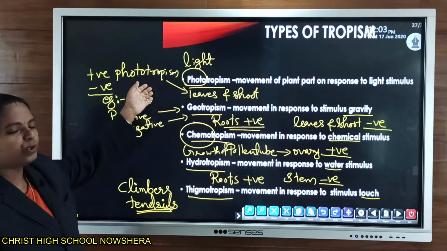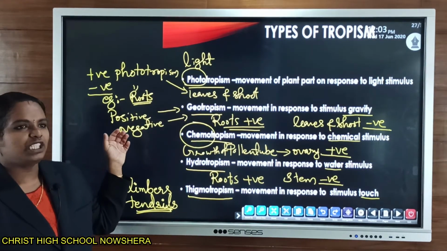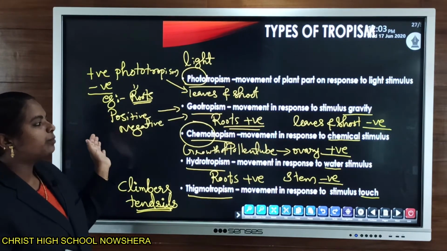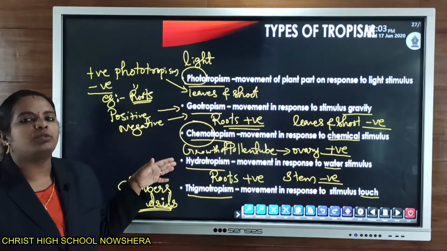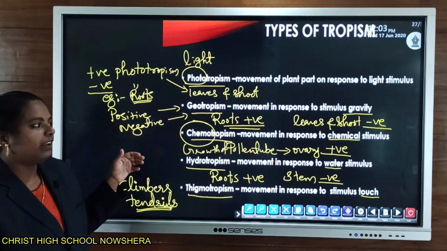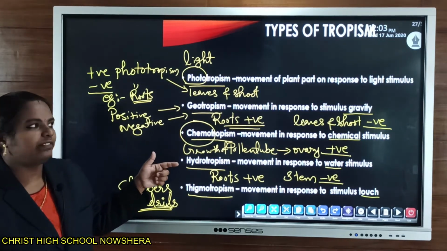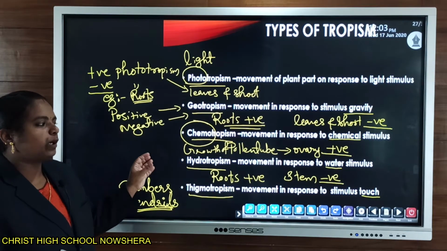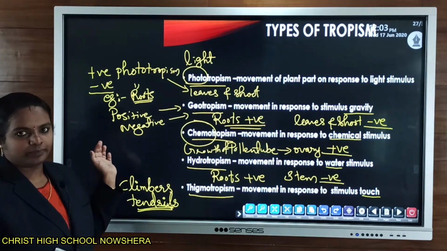So, first one, phototropism. Here the stimulus is light. So, positive phototropism as well as negative phototropism. Then geotropism, that means here the stimulus is gravity. Normally roots move towards gravity, as well as the shoot system, they move away from the source of gravity. So they are negatively geotropic in nature. Then chemotropism, growth of pollen tube. That is an example of positive chemotropism.